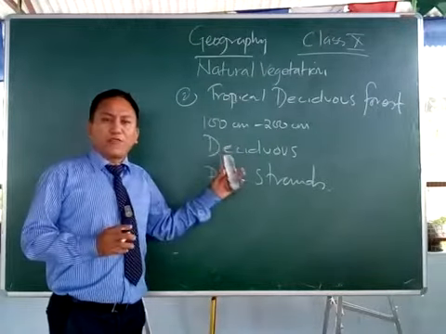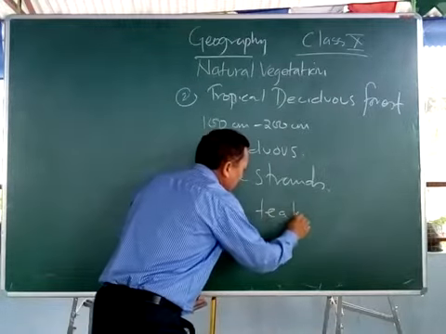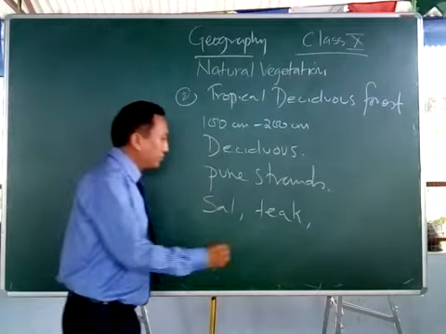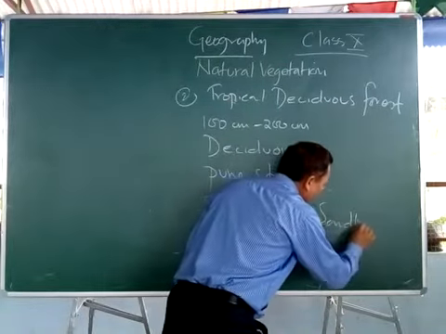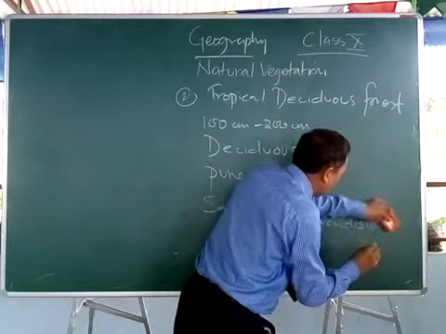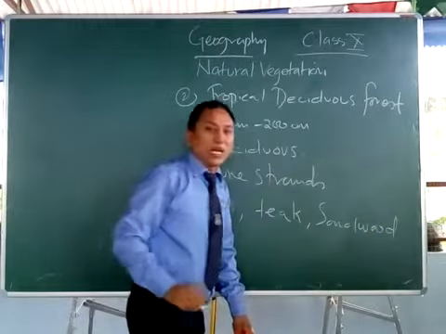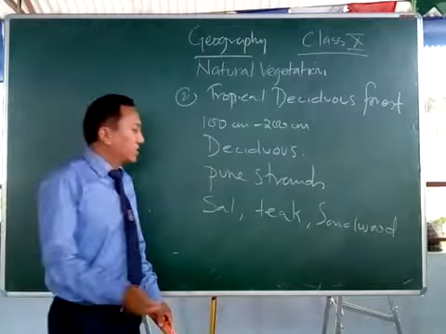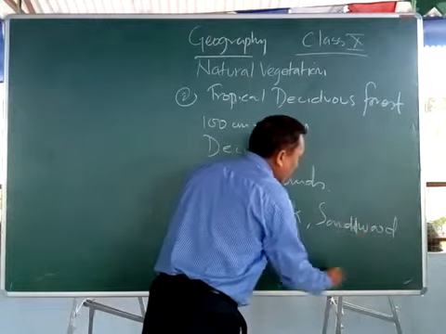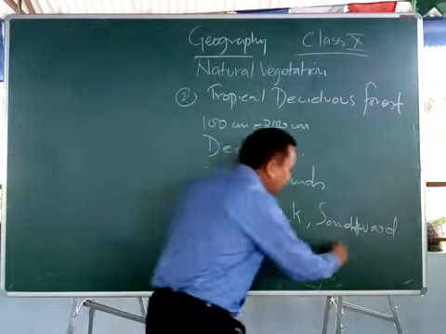Now, whatever trees are found here, we have trees like sal, teak, then we also have trees like sandalwood and sibal.